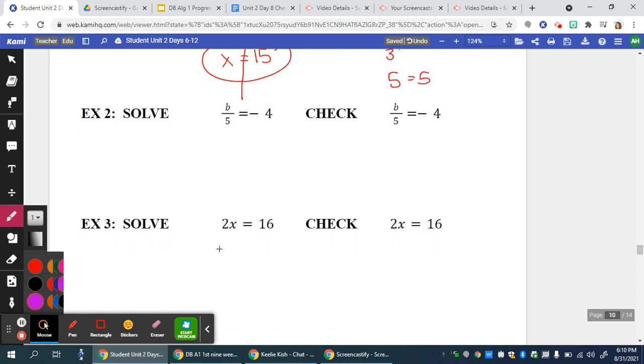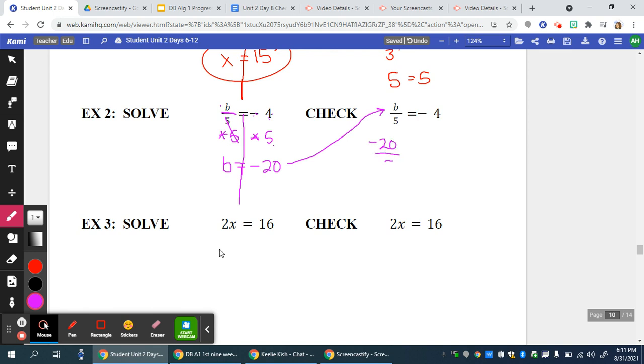Example 2. We have b divided by 5 is equal to negative 4. When we have divided by, the inverse operation is multiplication. So we're going to multiply both sides by 5. Those cancel each other out. And b is equal to negative 4 times 5. A negative and a positive makes a negative when multiplying or dividing. 4 times 5 is 20. So b equals negative 20.